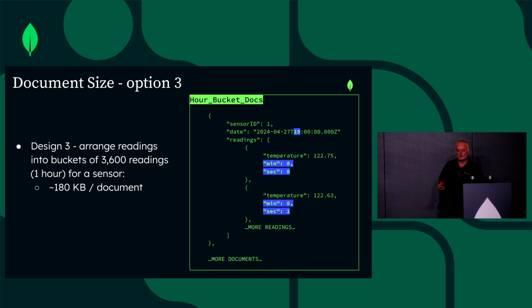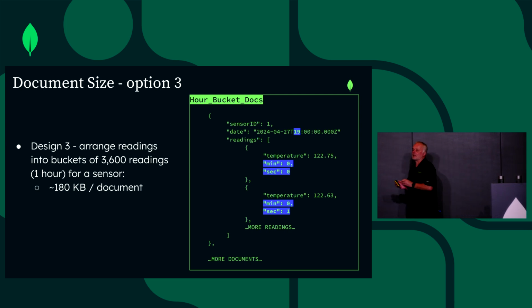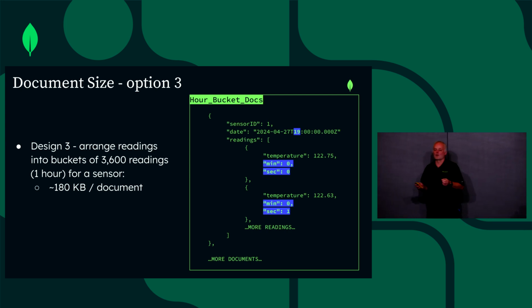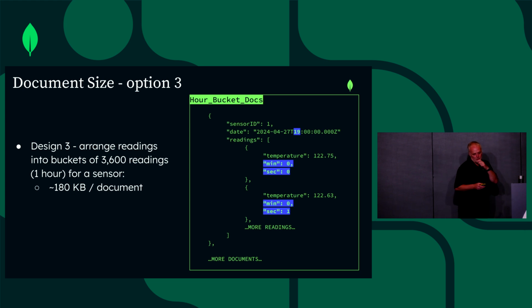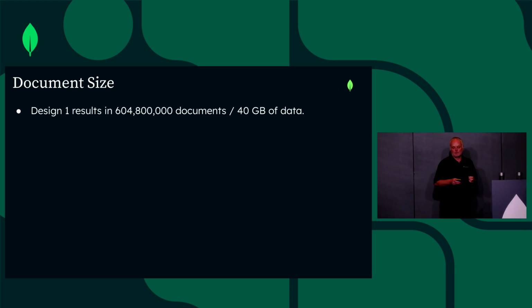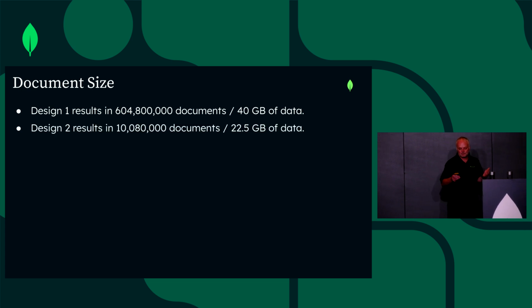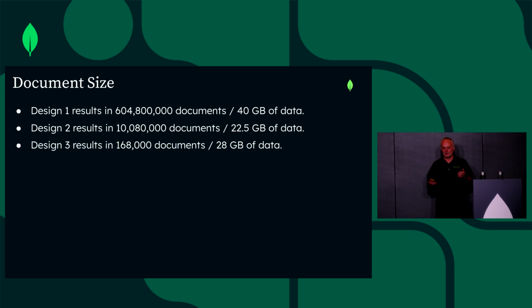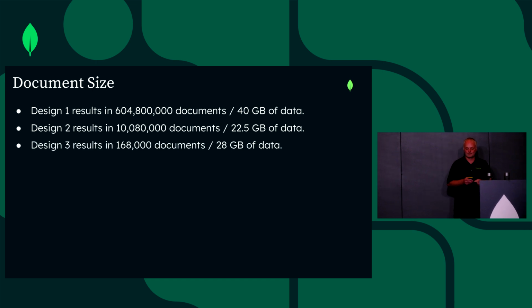And then the third option is just a refinement of the bucket pattern. But this time, we're saying that for a given sensor, we're going to store an hour's worth of data within the document. So design 1, we get just under 605 million documents. Design 2, 10 million documents. And design 3, 186,000 documents.